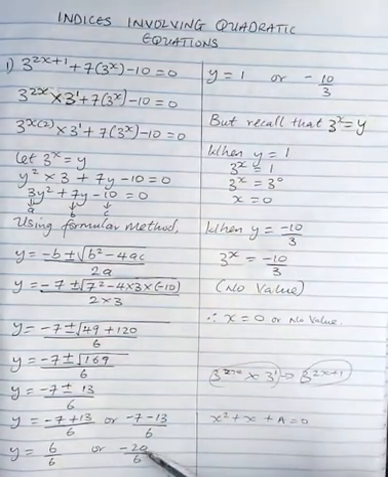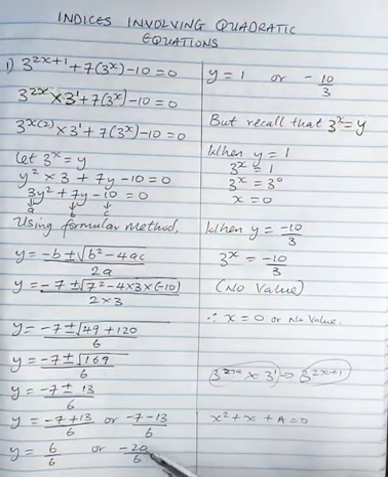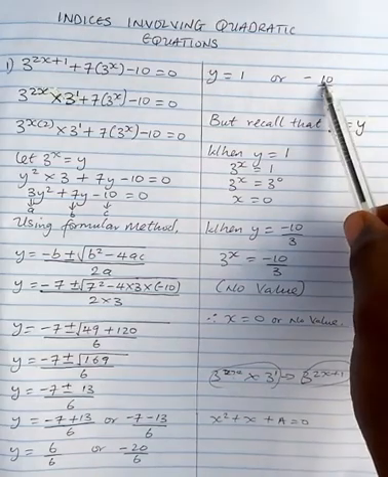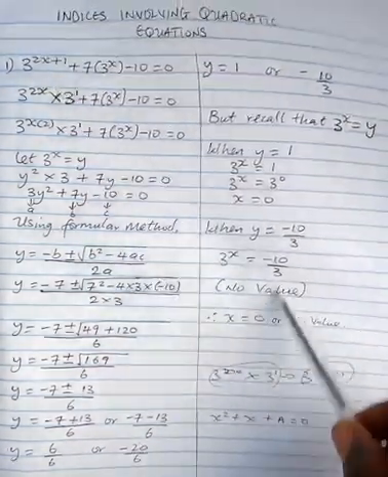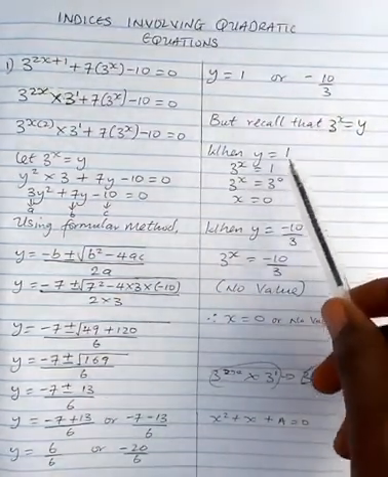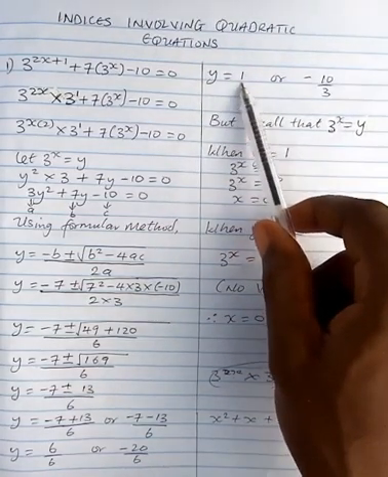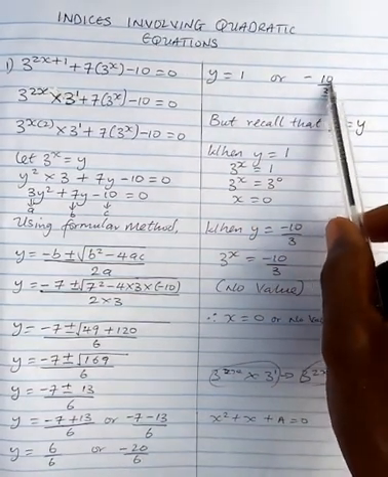Or for the minus 20 over 6, 2 can go into 20 to give us minus 10, that is, 2 into minus 20 is minus 10, and 2 into 6 is 3. So we have y equal to 1 or minus 10 over 3.